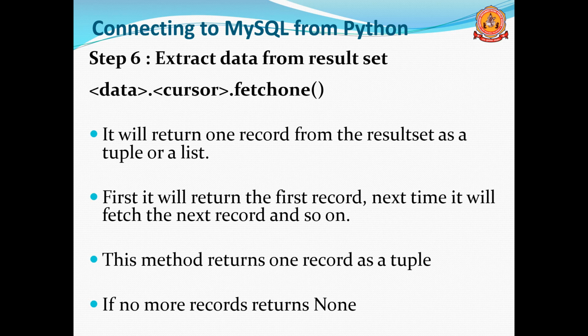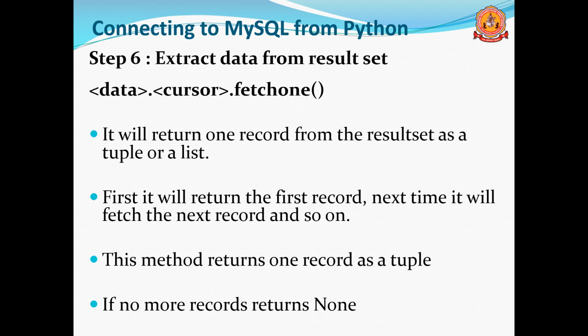One record will be fetched. It will return one record from the result set as a tuple or a list. Remember, if all the records are there and you want to fetch only one record, at that time we can use the fetchone function. The data will be stored in a tuple or list.